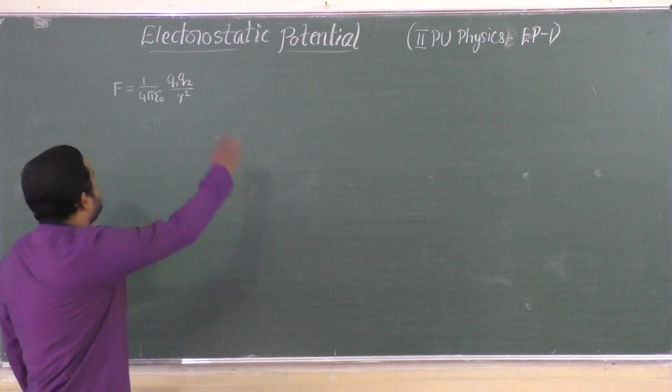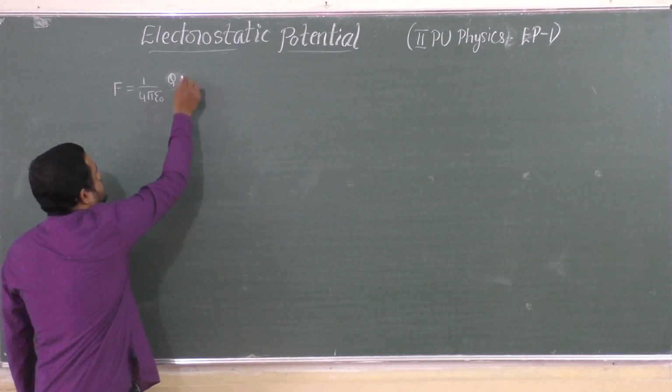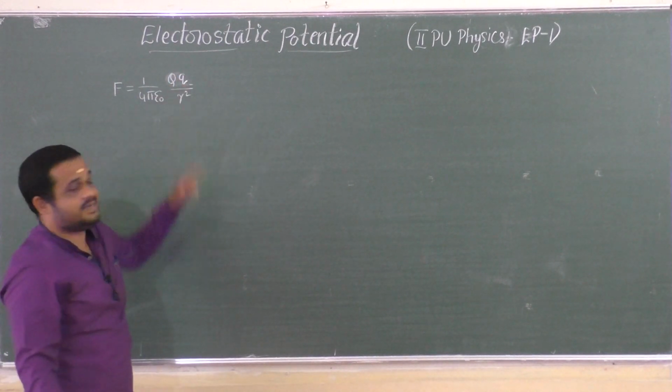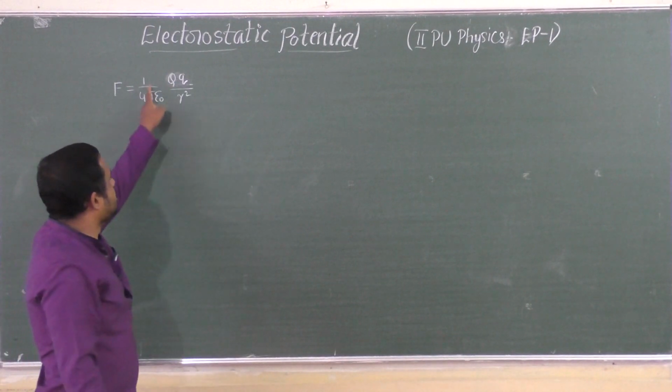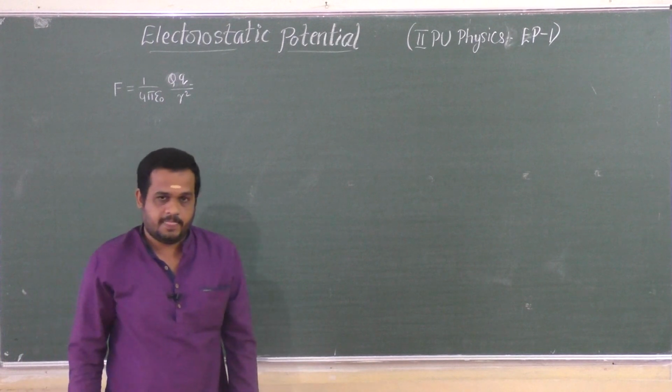Instead of Q1 and Q2, if I consider a source charge capital Q and some test charge small q, then the force between the source charge and test charge is given by the expression 1 over 4 pi epsilon naught Q q divided by r square.